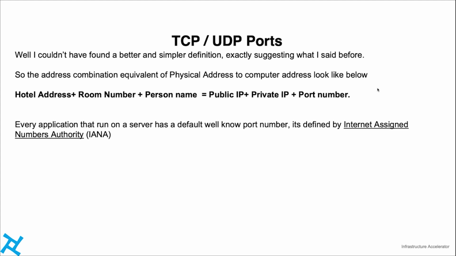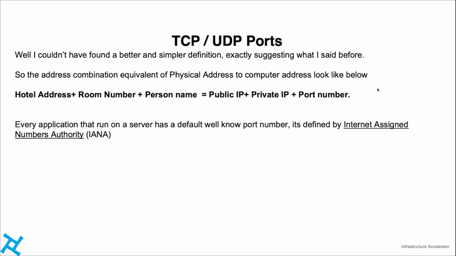So the address combination that is equal to the physical address of the computer looks like below. In a hotel, we had the hotel address, the room number, and the person name. In computers, what we have is the public IP of your network, the private IP, that is the IP address of the computer, and then the port number. That is the application which is running inside the computer which needs that data packet.